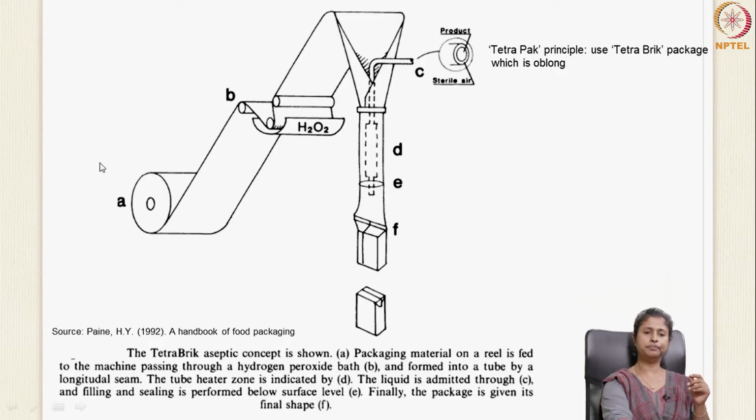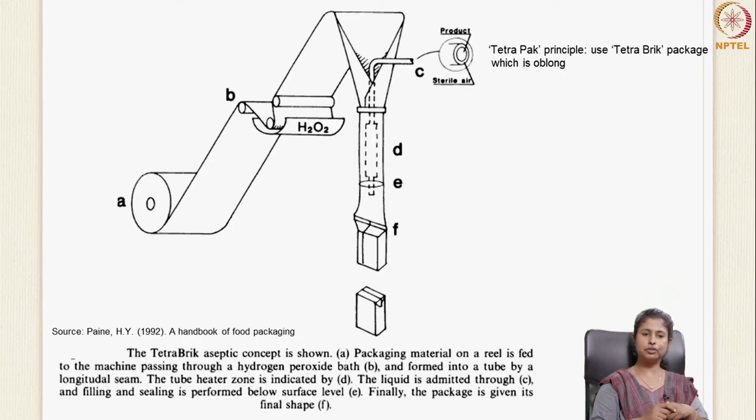So here, if you look at the picture, the Tetra Pak concept is shown. It uses the Tetra brick package, which is oblong in shape. You can look at the shape, it's oblong. In the first section, A, the material on the reel is fed into the machine. It is passed through hydrogen peroxide for sterilization. And in section B, it is formed into a tube by the longitudinal seam that you have.